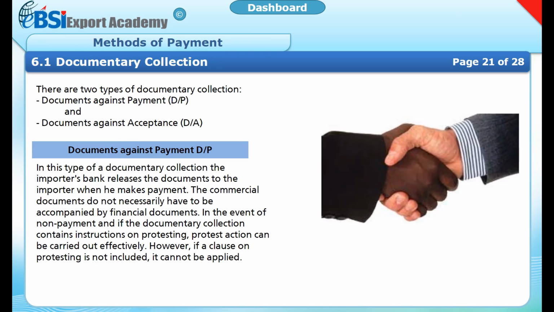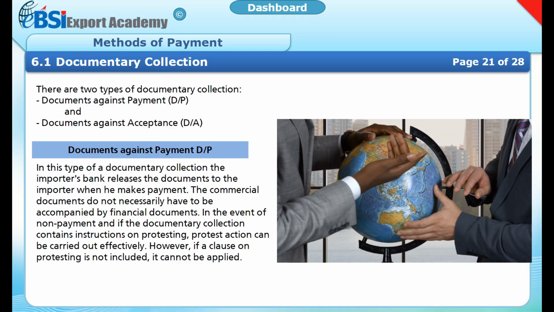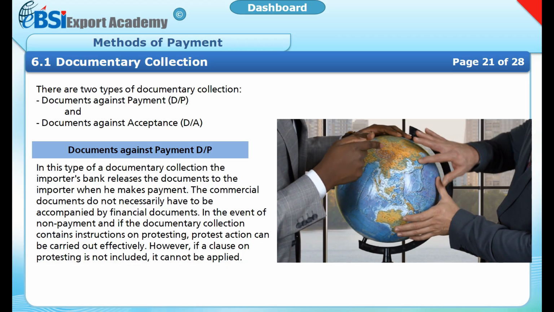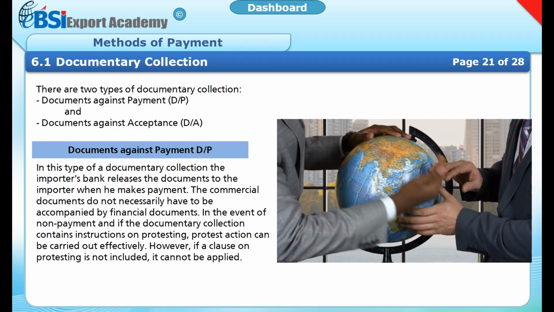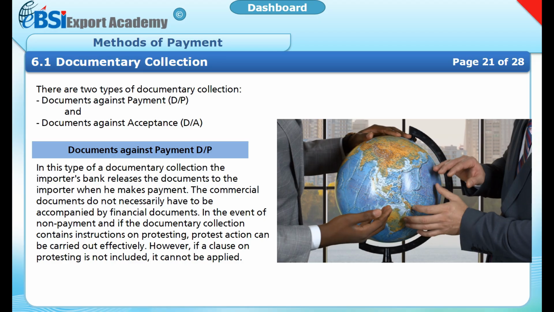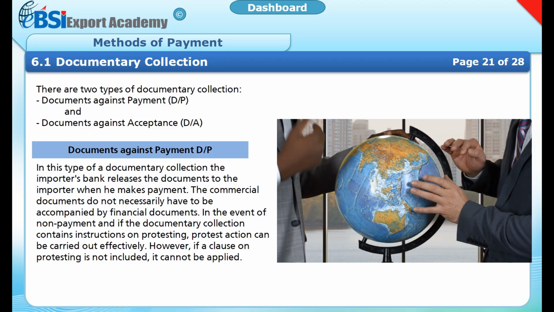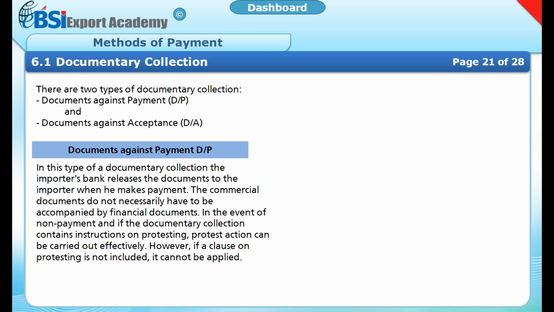Documentary collection. There are two types of documentary collection: documents against payment and documents against acceptance. Documents against payment, or DP. In this type of documentary collection, the importer's bank releases the documents to the importer when he makes payment. The commercial documents do not necessarily have to be accompanied by financial documents. In the event of non-payment, and if the documentary collection contains instructions on protesting, protest action can be carried out effectively. However, if a clause on the protesting is not included, it cannot be applied.